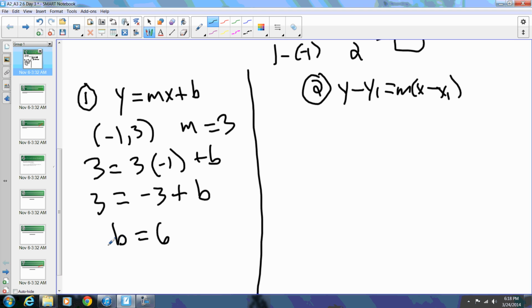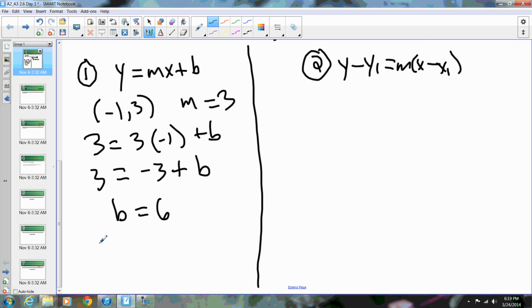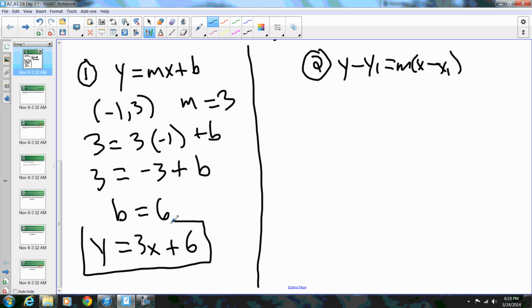Oh, no, we're not done. Sorry. So knowing that b is 6, now I can input my slope that I found, 3, into slope-intercept form, and I know that my y-intercept is 6, so therefore that's my final equation.